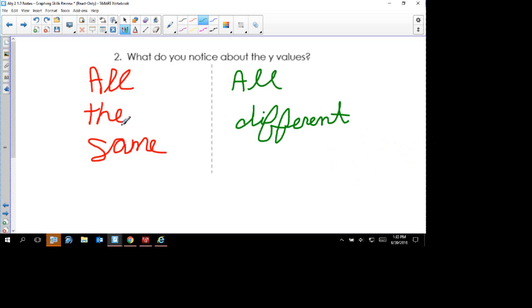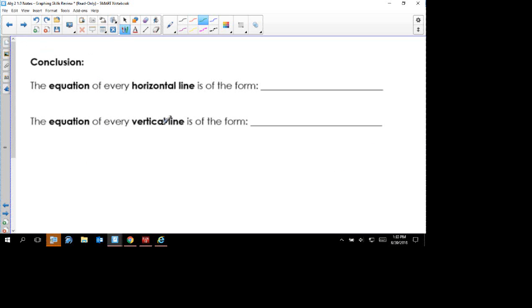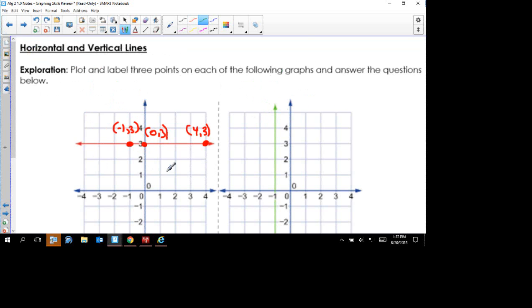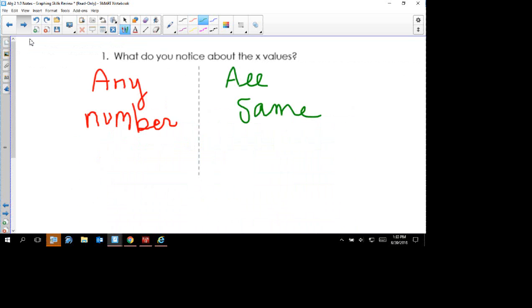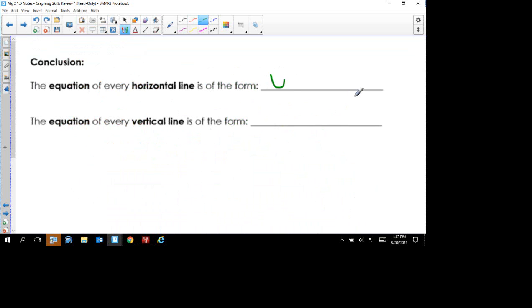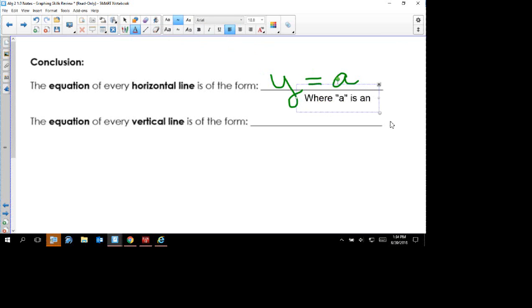Can you guys read cursive? The equation of every horizontal line. Which one was horizontal? That was this one here. The equation of every horizontal line, the y values are the same. So it's going to be y equals, and we'll just call it A, where A is any number.